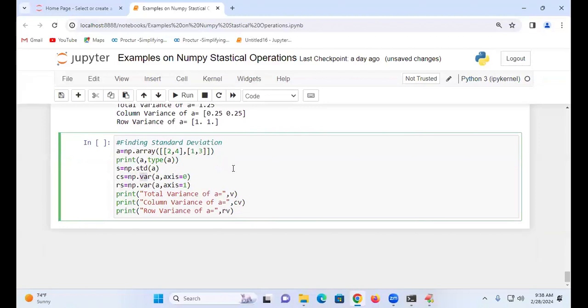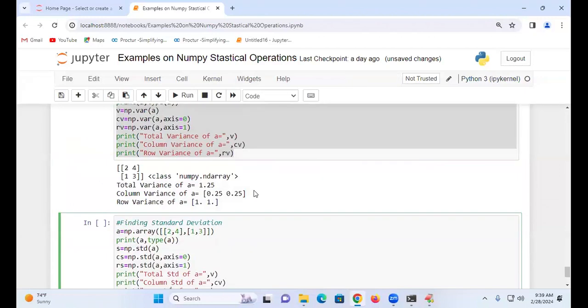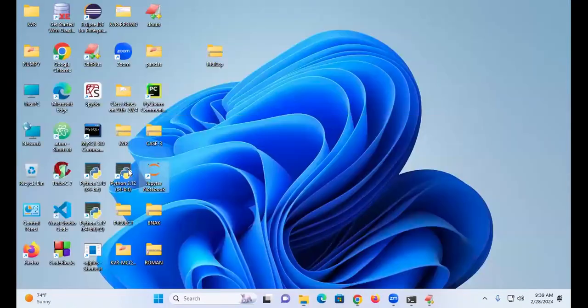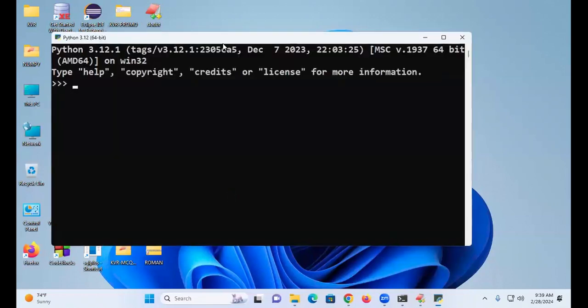Here I will write it what? STD. Axis is that. And here I'm writing STD. Axis is equal to total STD of A. Total STD of A. Column STD of A. Column STD of A. Row STD of A. Row STD of A. What is this? Already we got variance here, 1.25. 1.25 square root. Before I'm going to press that running button, go to this place.